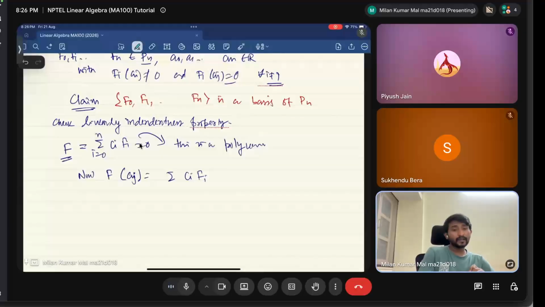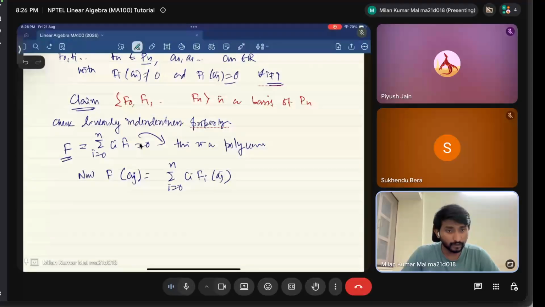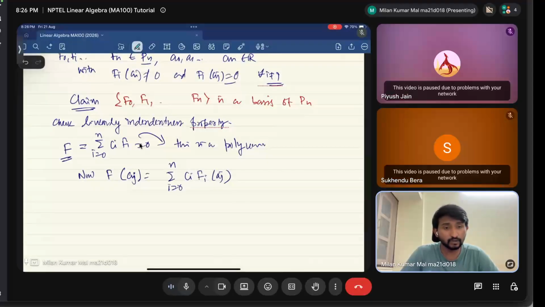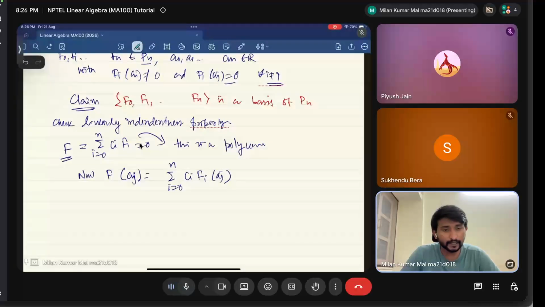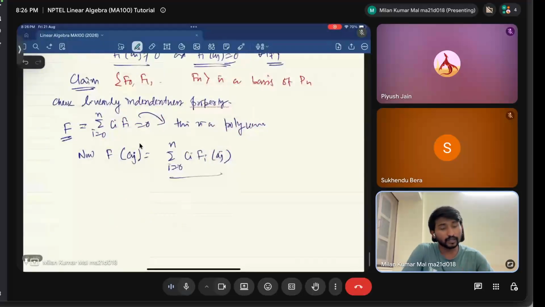Suppose aj is fixed, so j is fixed right now. By the given property, fi(aj) equals 0 if i is not equal to j, but fj(aj) is not equal to 0. That means in this sum, only when i equals j will the term survive; otherwise it will be 0. So this is equal to cj fj(aj).